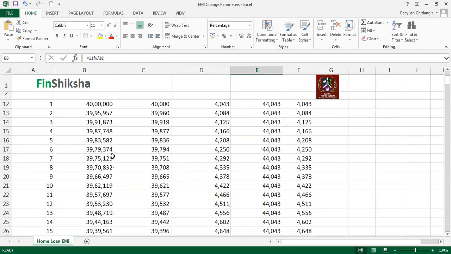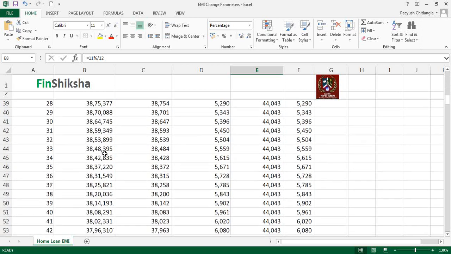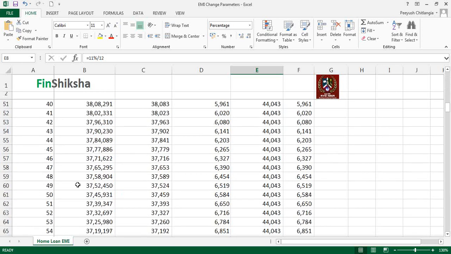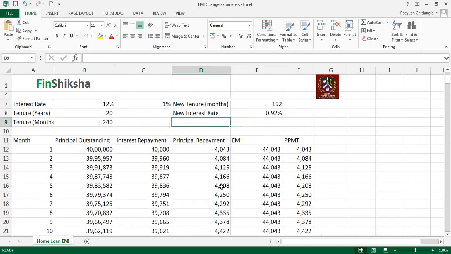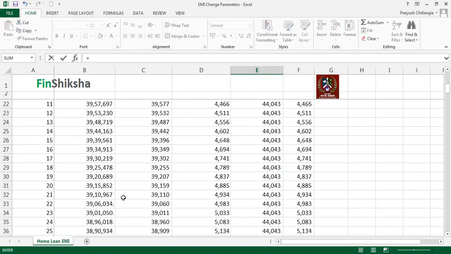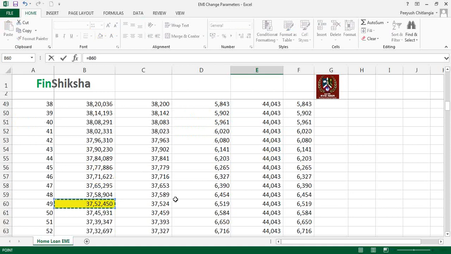Now, what is the principal amount? Principal outstanding after 4 years should be the one in this cell. That's 37,52,450. After 48 months, post paying the 48th EMI, what is left is the principal here. That's 3752450. I'll take it up and put principal after 4 years and link this to the cell.